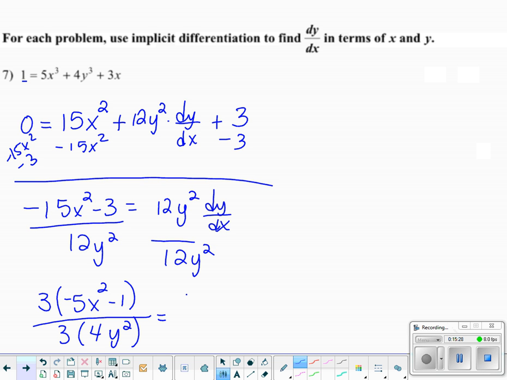equals dy/dx. Remember, those had canceled. All right. The only time I can reduce top and bottom is when I'm in a multiplication scenario. So I've got 3 times a group on top, 3 times a group on the bottom. 3 divided by 3 gives me 1. And then I get a final answer that looks like that. Keep that parenthesis on there. Make sense? I like those. Those are fun.